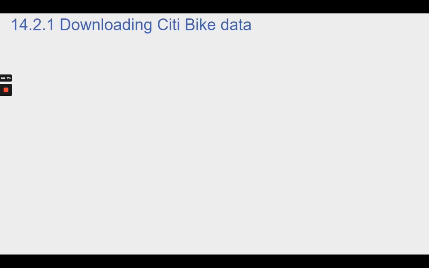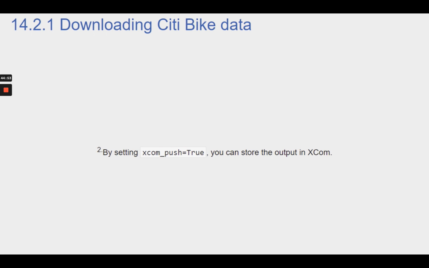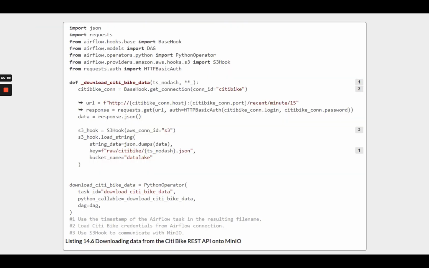Section 14.2.1, Downloading City Bike Data. With Airflow, we have the simple HTTP operator to make HTTP calls. However, this quickly turns out to not suit our use case. The simple HTTP operator simply makes an HTTP request, but provides no functionality for storing the response anywhere. In such a situation, you are quickly forced to implement your own functionality and call it with a Python operator. Footnote 2. By setting xcom_push equals true, you can store the output in XCOM.